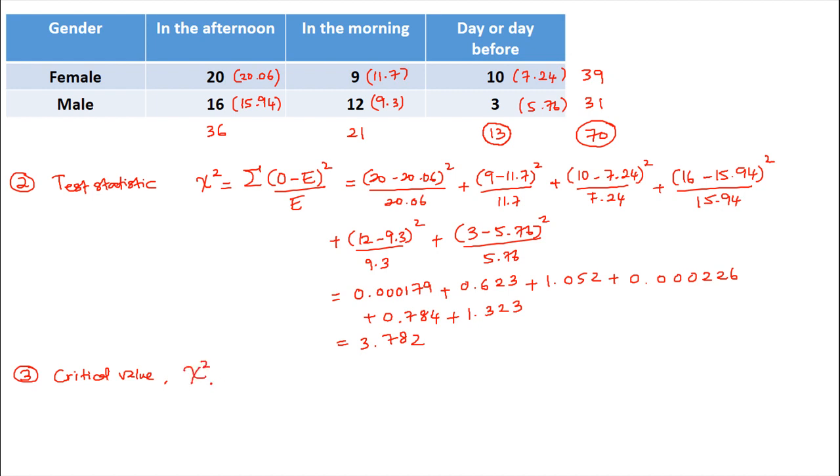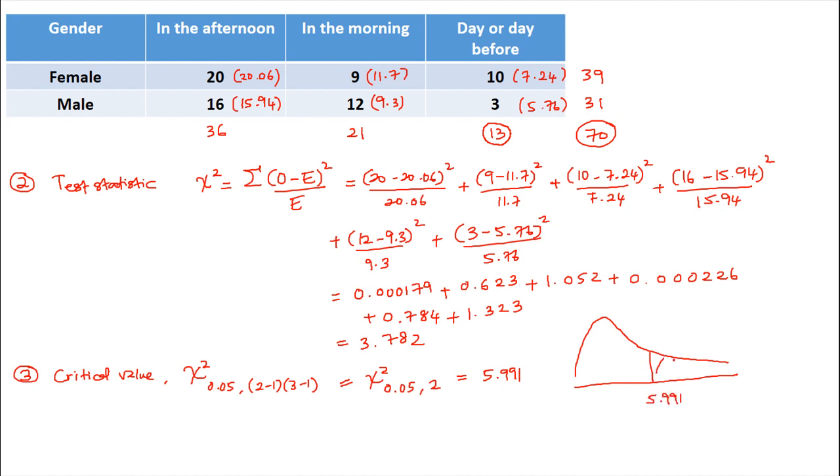Chi-square alpha now is 0.05. The number of row minus 1, we have 2 row minus 1, multiplied by the number of column minus 1, 3 minus 1. So chi-square 0.05 with the degree of freedom 2. So this is 5.991. Alright, so from the curve here is 5.991, and this is the critical region.